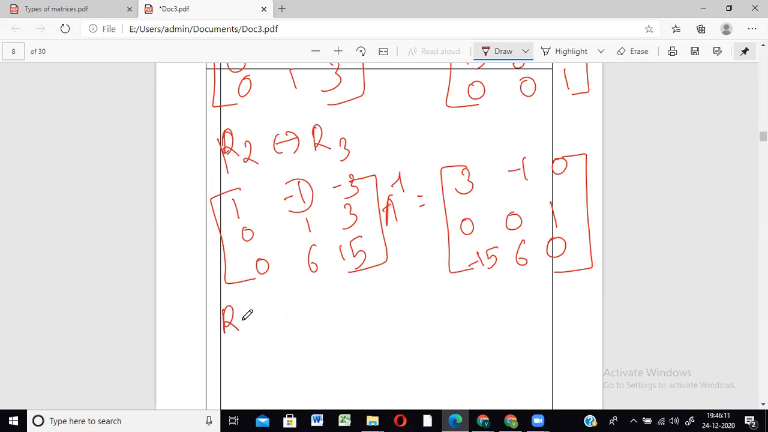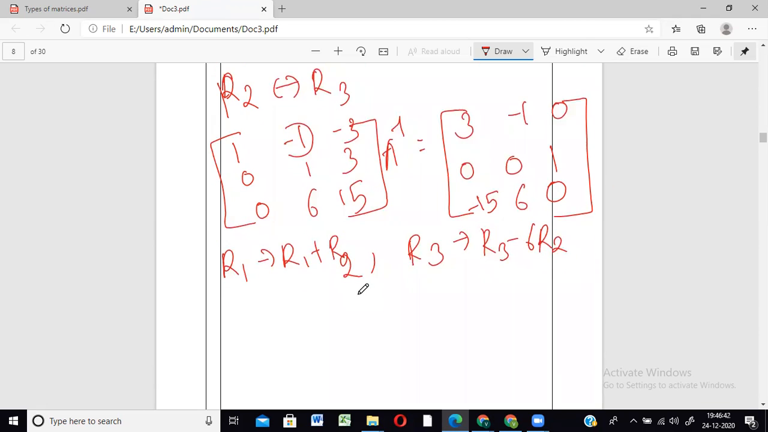Okay, so R1 changes to R1 plus R2, and here also we have to make some change, right? Here also we want to make 0, but only row 1 is going to change, and row 2 is going to remain as it is. I also want to make this thing 0, so I'll take the help of this. How will I do that? R3 becomes R3 minus 6 times R2, so then this also becomes 0. So both the operations you can perform in the same step.